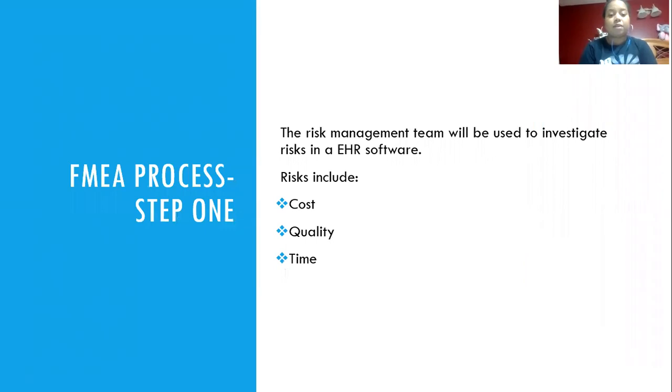Step 1 of the FMEA process. The risk management team will identify the risks in the EHR, and each risk will be rated on a scale. Risks of the EHR can include high cost, poor software quality, and the time it takes to implement may be too long. The scale could be 1 to 5. So cost could be ranked as number 5, and time could be ranked as number 1. As we know, EHRs cost a lot of money to implement, and if you rush to implement an EHR, you could end up with a poor quality one, and it takes a long time to implement.